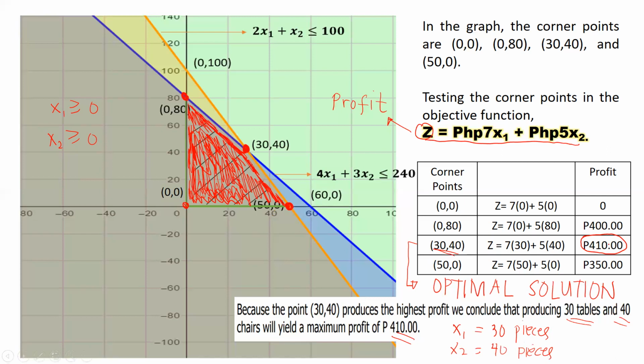So that is the graphical method of linear programming. There are a lot of methods for getting the optimal solution, but for Mathematics in the Modern World, we use the concept of the graphical method to get the optimal solution of a given linear programming model.